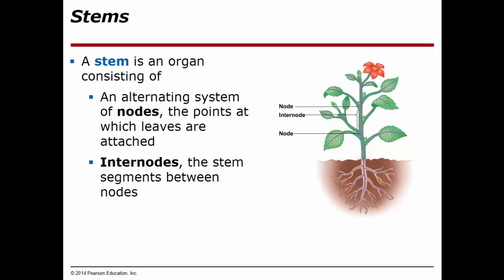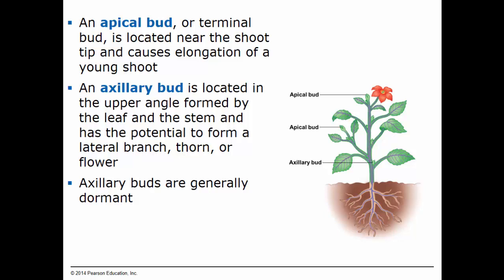Stems also contain an apical bud, also known as a terminal bud. This is the bud located near the tip of the stem, also called a shoot. The apical bud is responsible for the elongation of the developing stem. Axillary buds, in contrast, are located in the angles formed by the leaves and the stems.